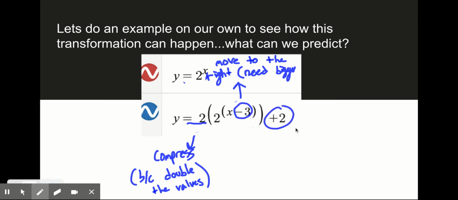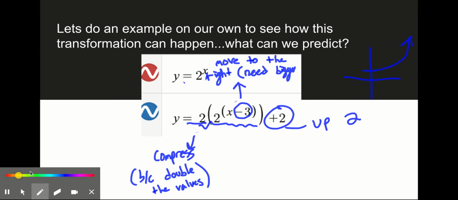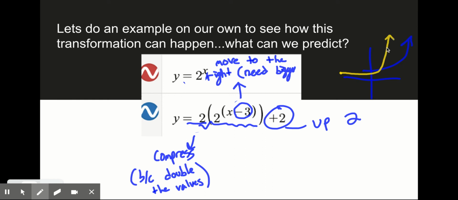And then lastly, up 2. Because this is like the last thing that happens. I do all this work and then I add 2. Think about it, you're tagging it on at the end. So the last thing that happens is it'll be moved up a little bit, it'll be moved right a little bit. So it'll probably look something like this compared to 2 to the x, probably looking more like this. So just moved up and to the right.